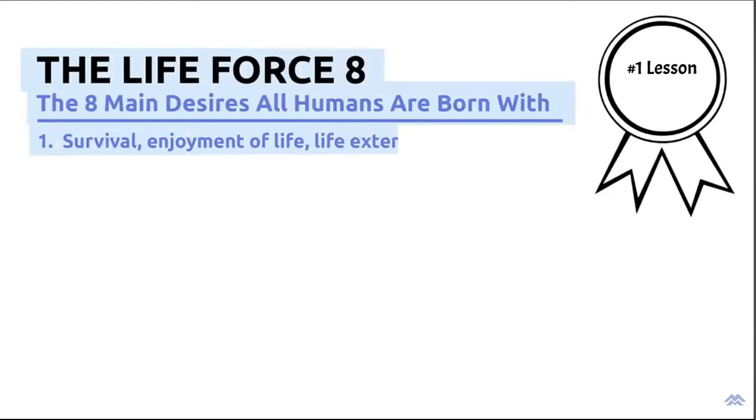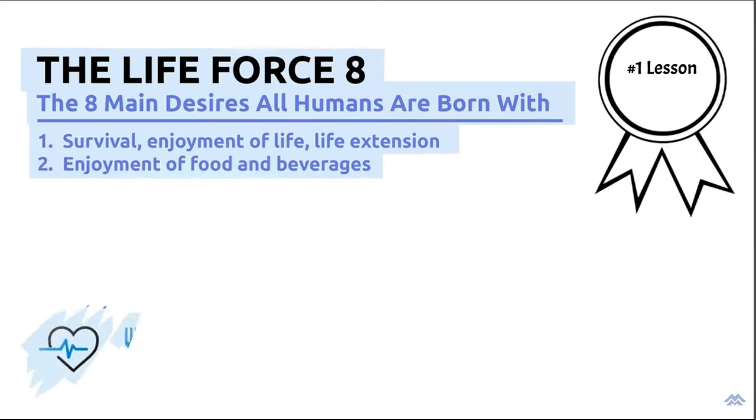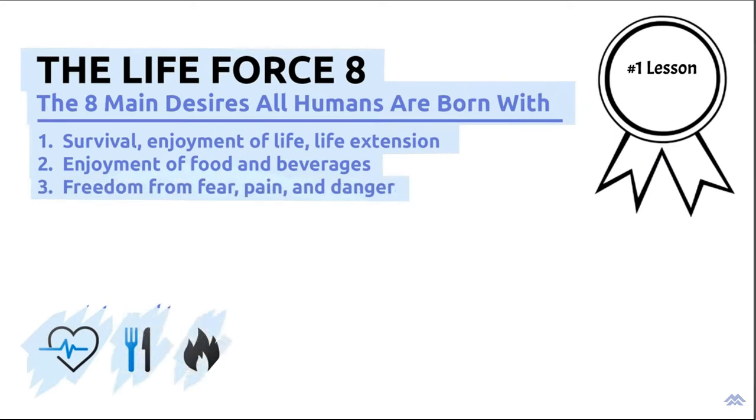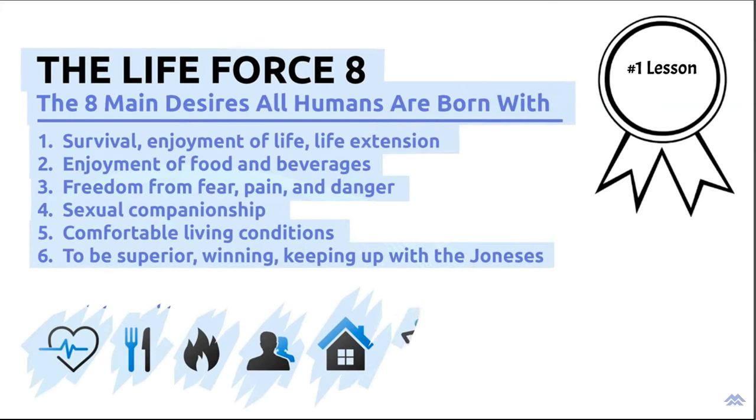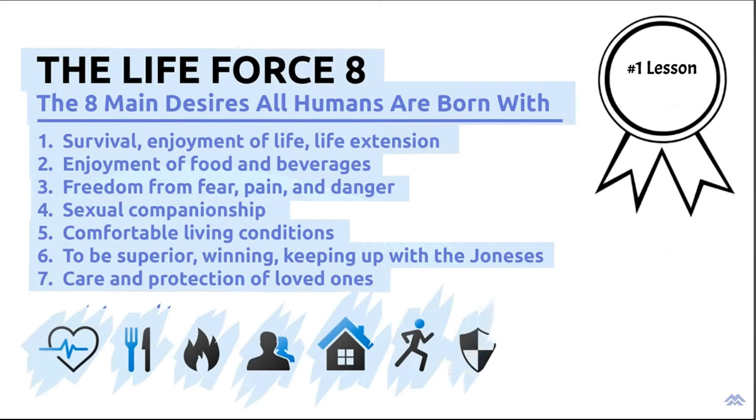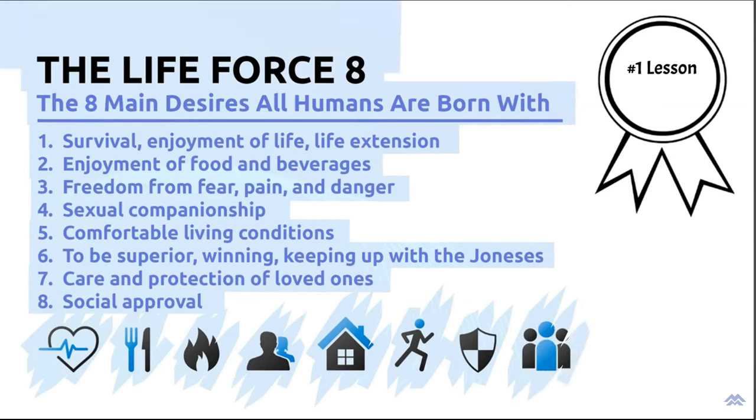Drew's main lesson, the Life Force 8, or LF8 for short. Human beings are biologically programmed with the following 8 desires. Number 1, survival, enjoyment of life and life extension. Number 2, enjoyment of food and beverages. Number 3, freedom from fear, pain, and danger. Number 4, sexual companionship. Number 5, comfortable living conditions. Number 6, to be superior, winning, keeping up with the Joneses. 7, care and protection of loved ones. And 8, social approval.